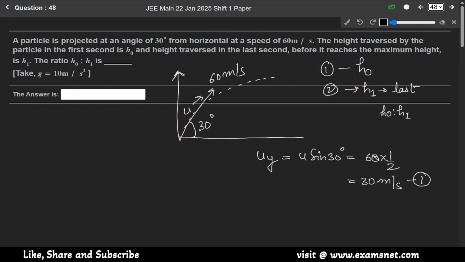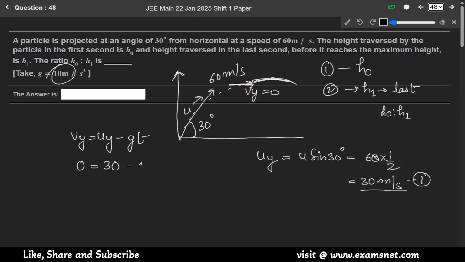So now at maximum height, the vertical velocity will become 0. Okay. So using the equation Vy equals to Uy minus of Gt, and G is given 10 meter per second square. So 0 is equals to initial vertical velocity 30 minus 10t. So time will be 30 over 10. It is 3 seconds. Means the total time to reach this maximum height is 3 seconds. Okay, let us say this is equation number 2.